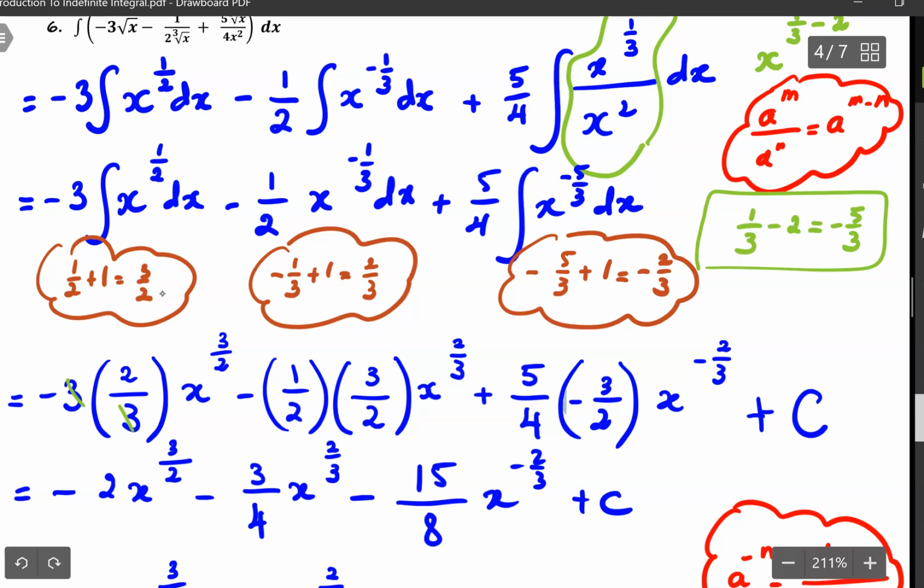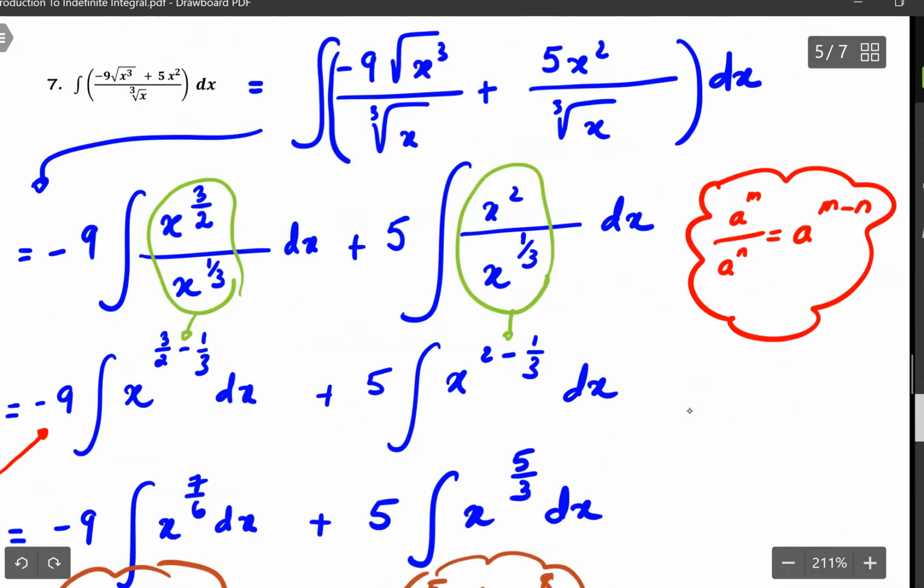I just want to double check all our fractions here. We have 1/2 plus 1, that will be 3/2. And then we will have -1/3 plus 1, so we have 2/3, and we have -5/3 plus 1, so we would have -2/3. Then we are adding this with 1, adding this with 1, and we make sure all exponents are correct. Alright, thank you everyone.